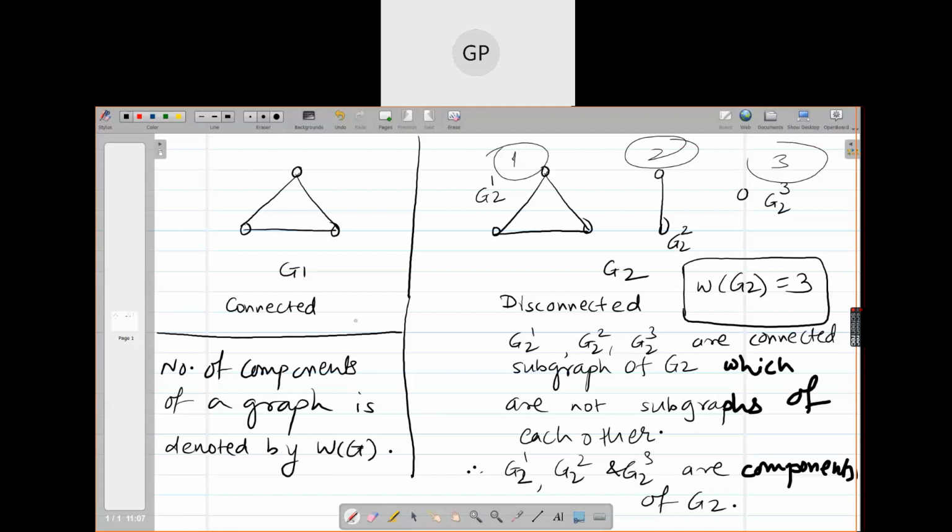Okay. So tell me how many components will be there in a connected graph? One. Absolutely correct. W of G1 is 1. Number of components of a connected graph is equal to 1. Finished writing this page?